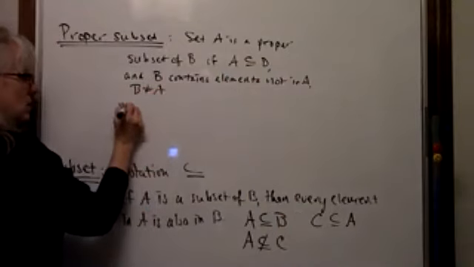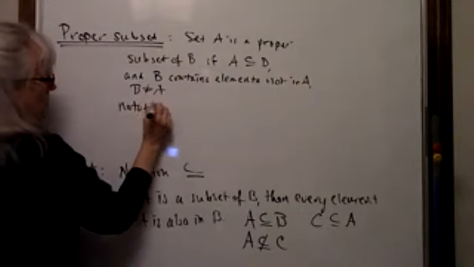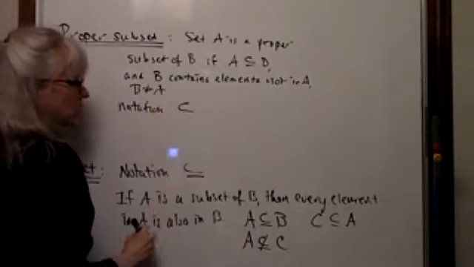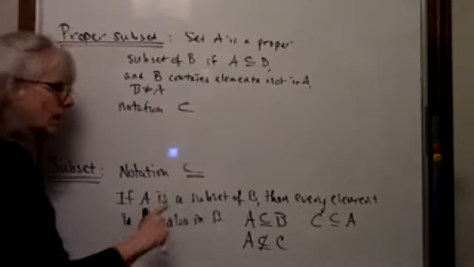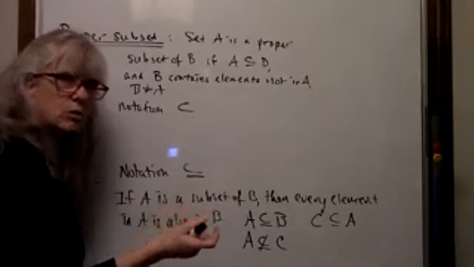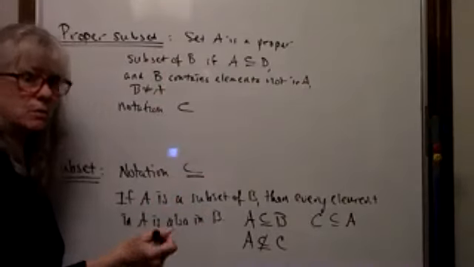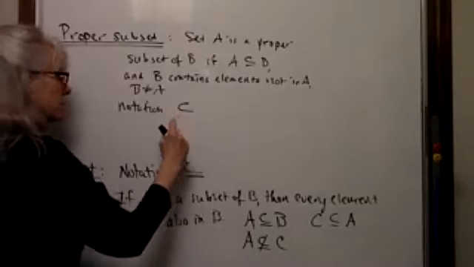Now the notation for a proper subset is just the sideways U. It doesn't have the bar underneath it. So I kind of think of this bar as being an equal to, like a less than or equal to kind of symbol. And this is just a less than symbol.